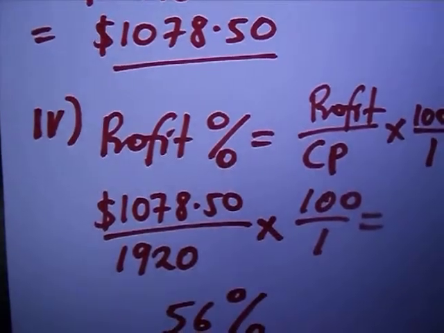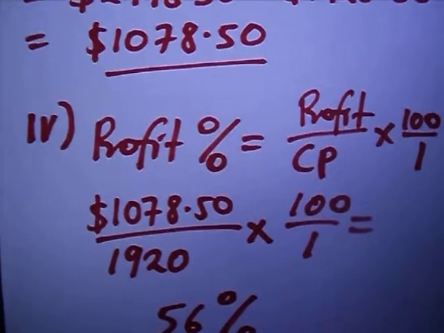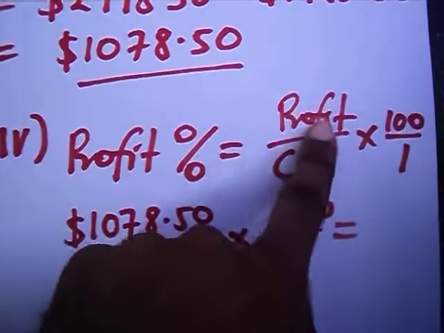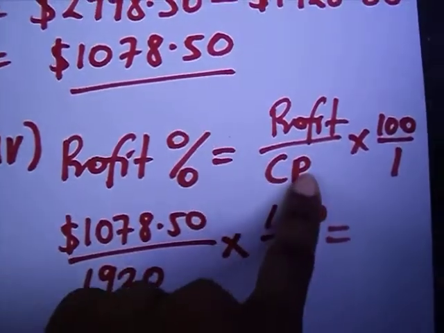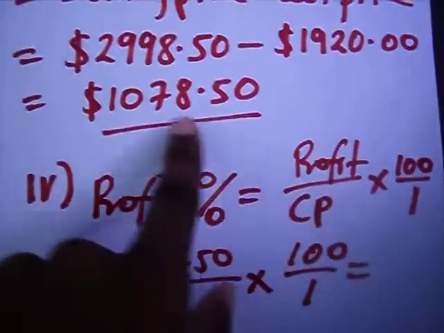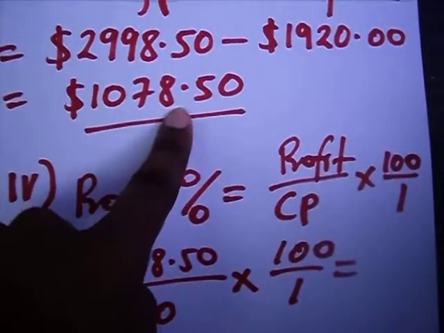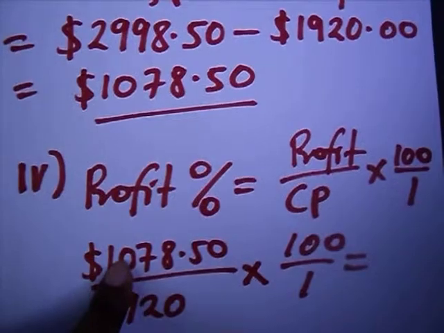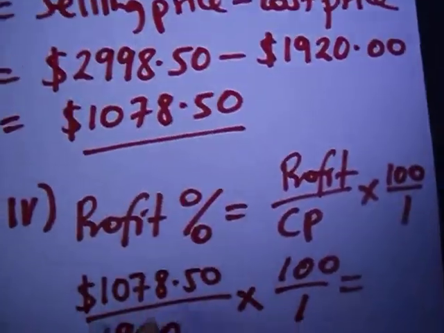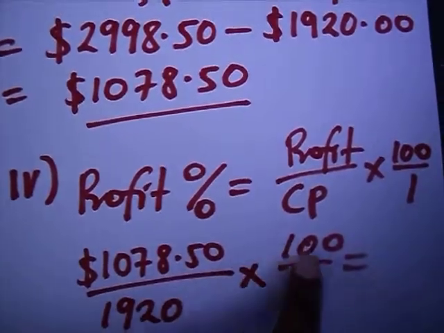And finally, the profit percent. Profit percent is always profit over the cost price multiplied by 100. Remember that. So what's our profit? Our profit is $1,078.50, over our cost price, which is $1,920. Yes, multiply that by 100.